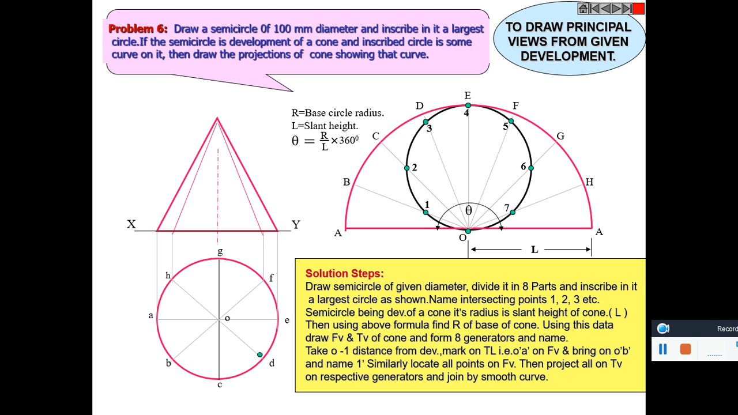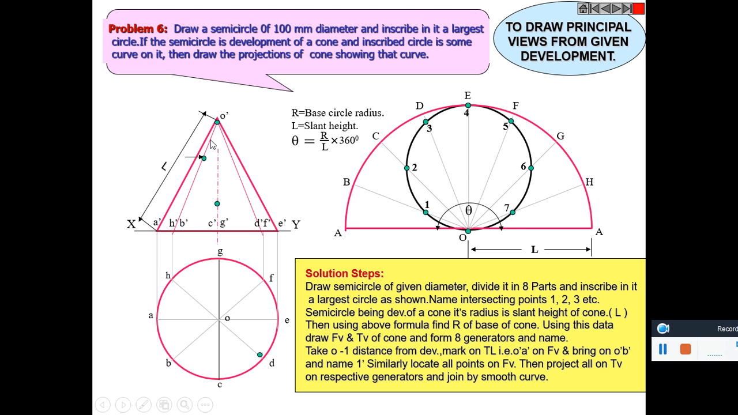It is projected upwards and draw the front view. This slanted length is obtained from this part, 50. Slanted height is 50. So we can construct the front view. L is the slant length. And these points are marked on the front view.